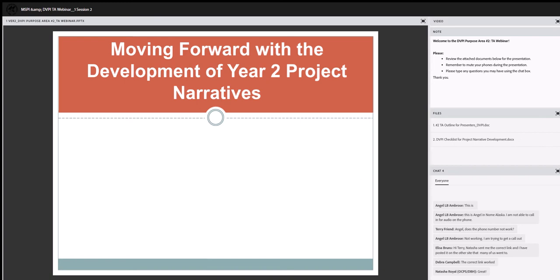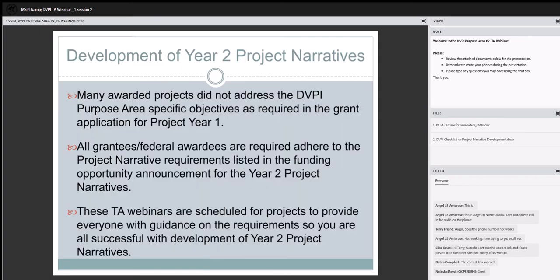So, moving forward to the development of Year 2 project narrative. This is, again, review. Because many awarded projects did not address the DVPI purpose area specific objectives as required in the grant application for year 1, all the awardees are required to adhere to the project narrative requirements listed in the funding opportunity for the year 2 project narrative. So when we told you in Denver to revise year 1 to meet the objectives, just do that for your year 2 project narrative.